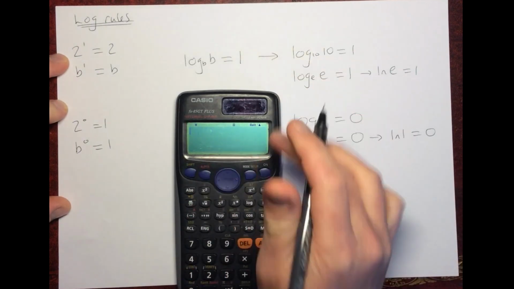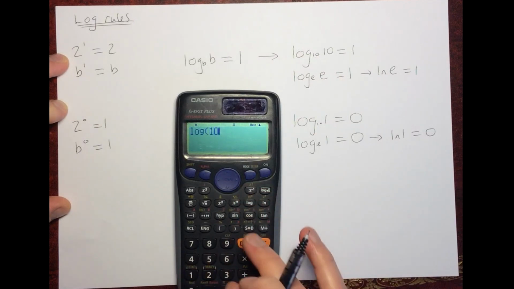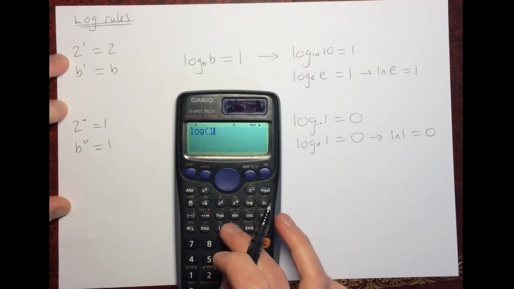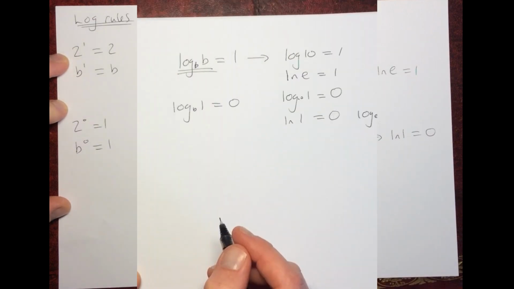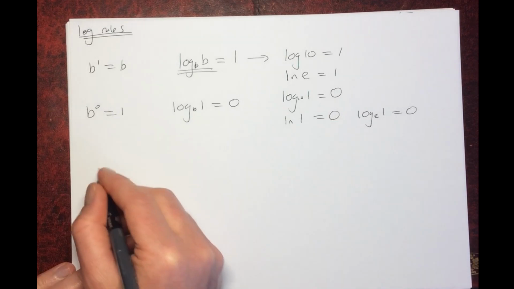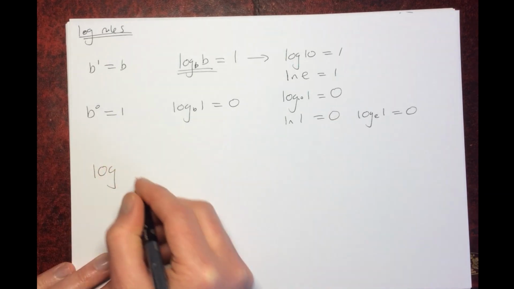Again up here, log of 10 will give you 1. And log to the base 10 of 1 will give you 0.